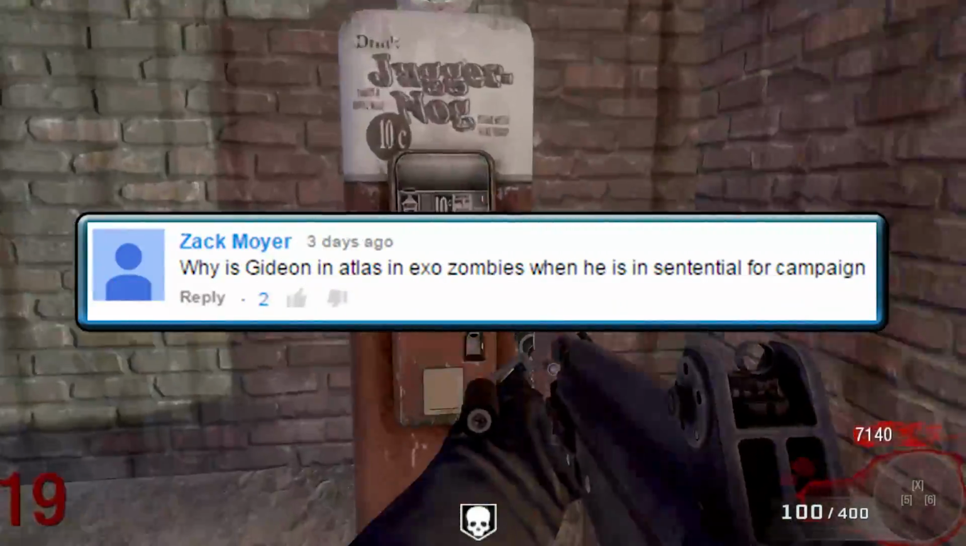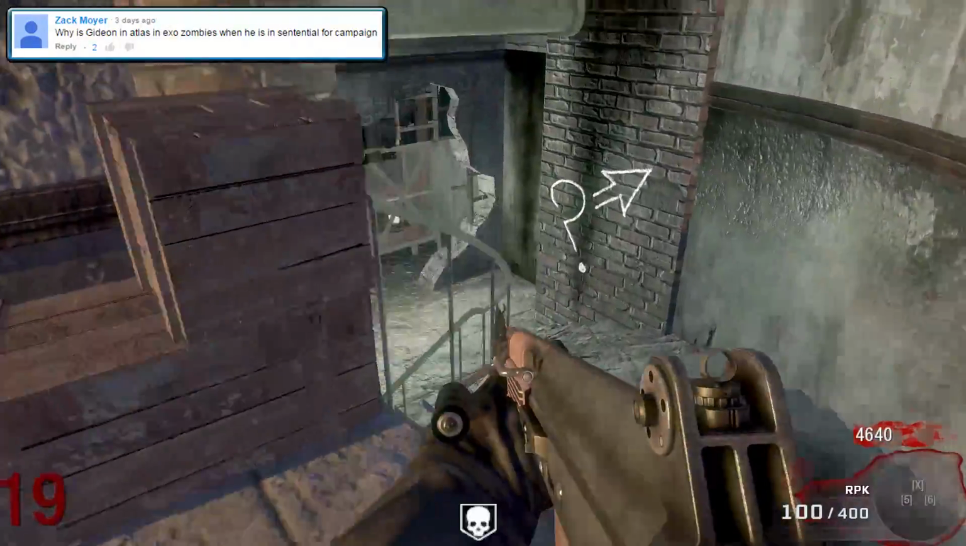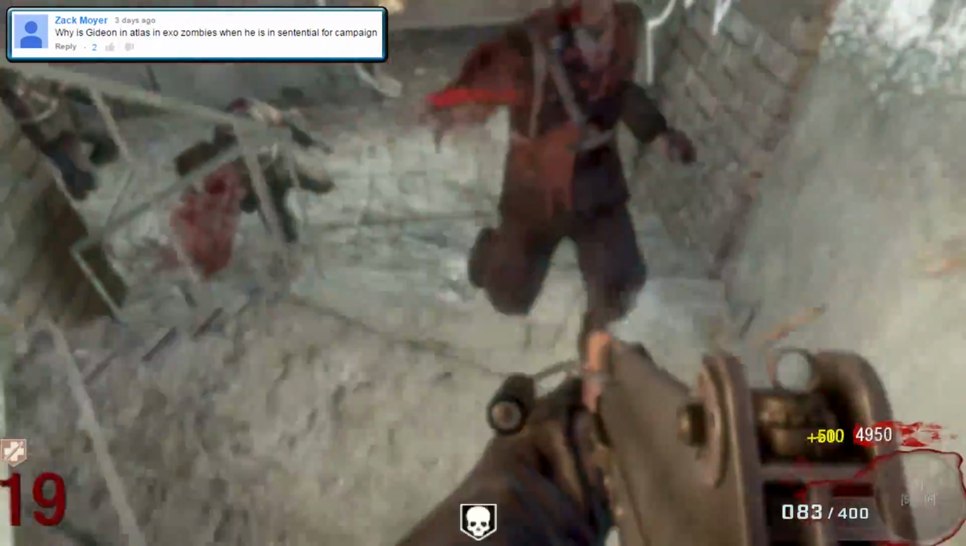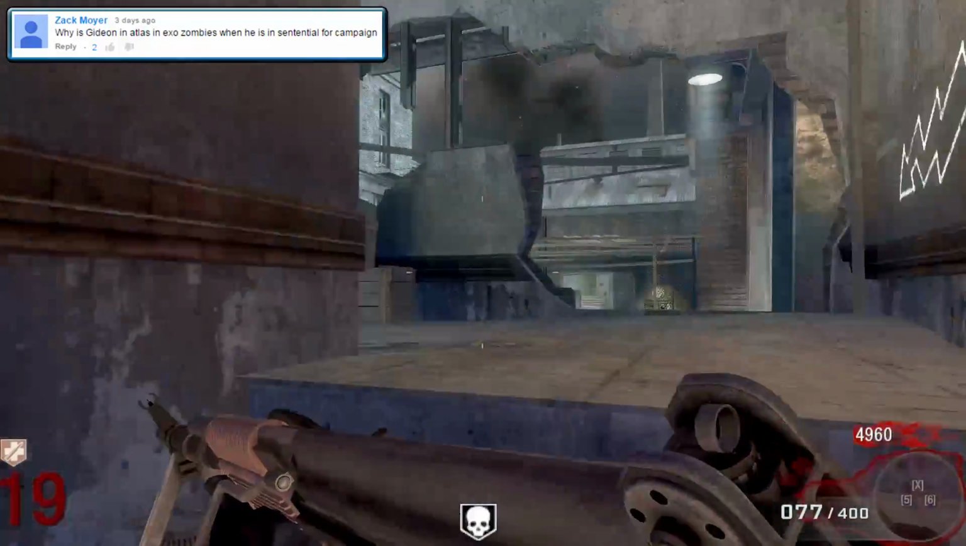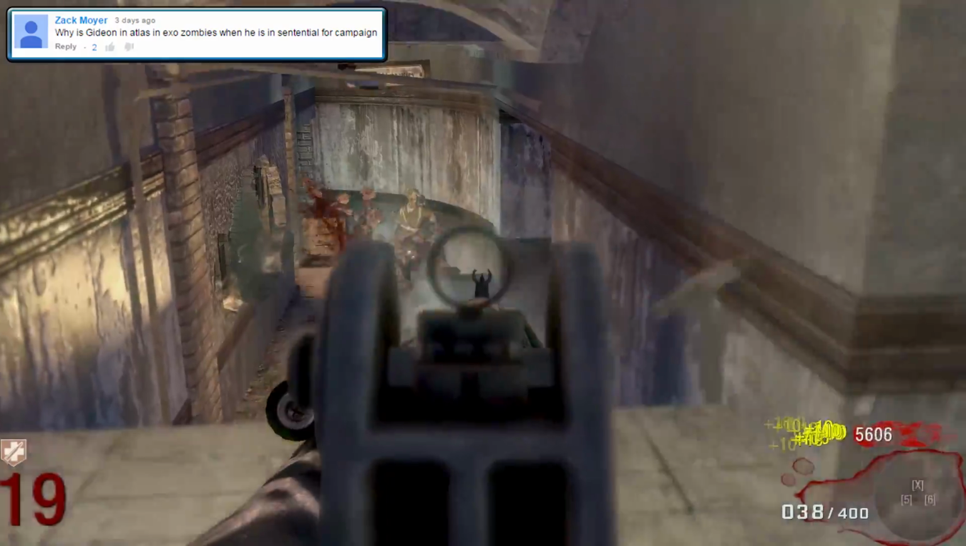We're gonna end this episode with a question from Zach Moyer, who asks, why is Gideon in Atlas in Exo Zombies when he's in Sentinel in the campaign? So if you don't know, in the Advanced Warfare campaign, there are two opposing groups. There's Atlas and there is Sentinel. Sentinel is basically the United States military. Atlas is, of course, the military run by Kevin Spacey.